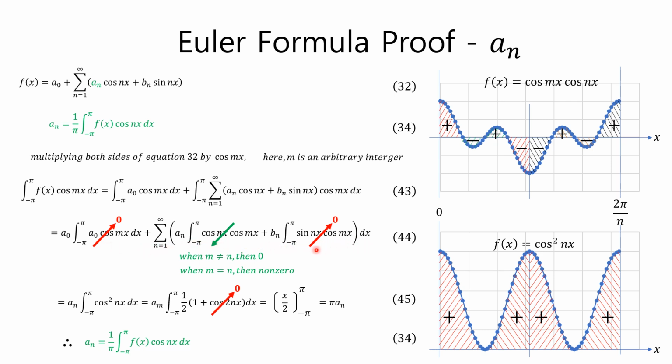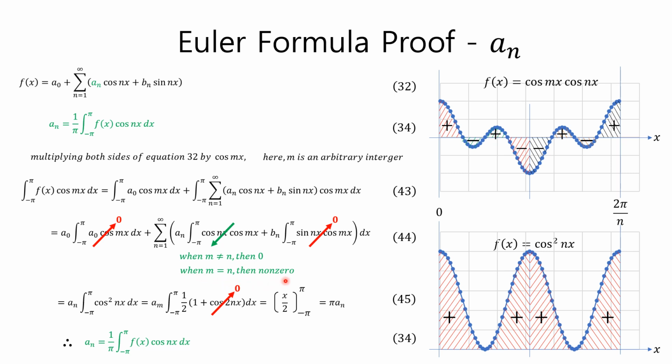In equation 44, the integral term of cosine, the first term on the right-hand side, is 0 because m is a positive integer. If n and m do not have the same value, the integral value of the product of the cosine functions, which is the first integral term of the sigma function, is 0 as shown in the upper right figure, and if they have the same value, it is not 0 as shown in the lower right figure. Therefore, everything disappears except when n and m are the same.